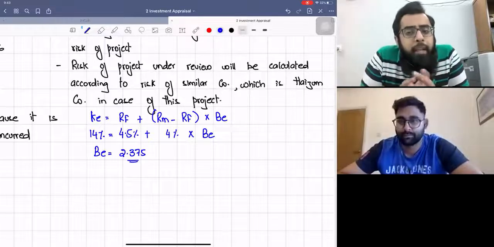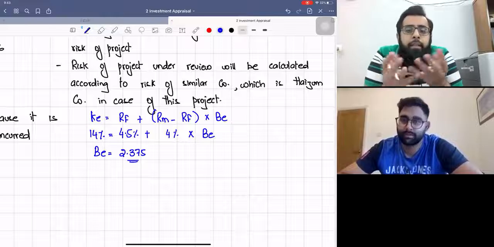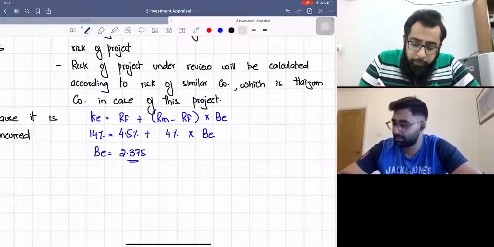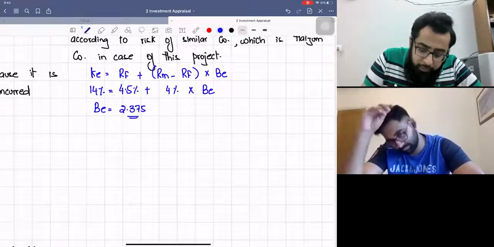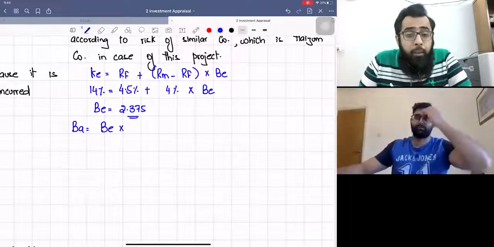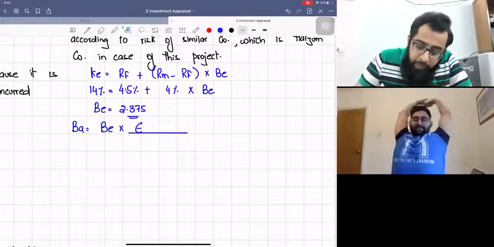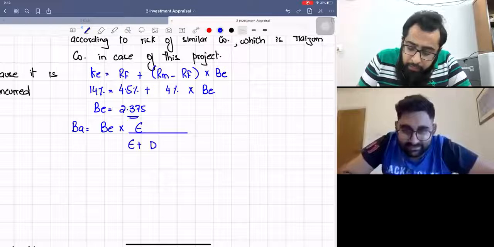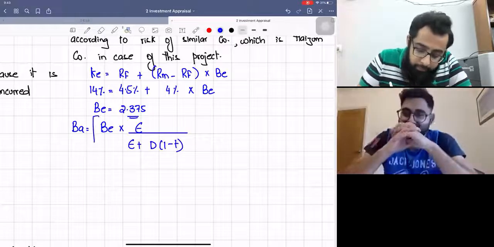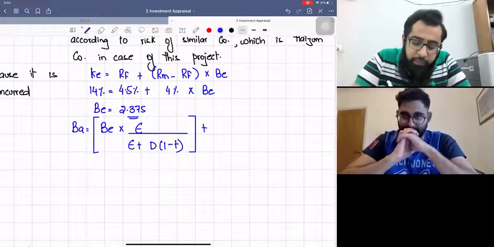Now I don't want the beta equity. So why did I calculate it? I calculated it because that was the only available data and I started doing it. Now, when you talk about beta asset, how do we calculate beta asset? It's a very good question. Beta asset is equal to beta equity into E divided by E plus D into 1 minus T. That is the simple formula which you've studied in the VAC, and I will give you a revision of VAC also.